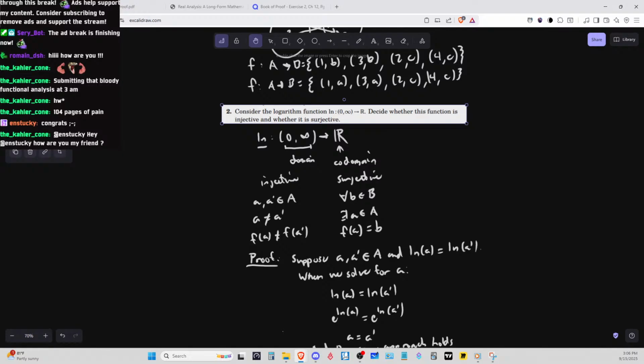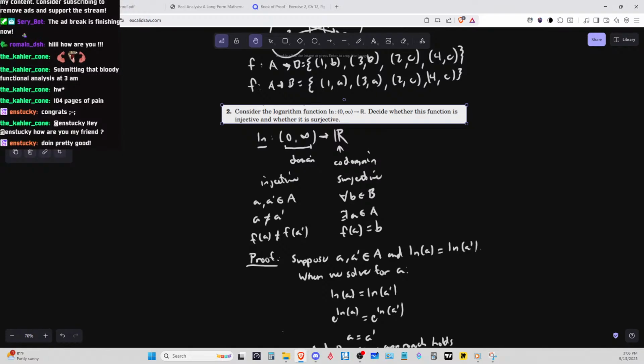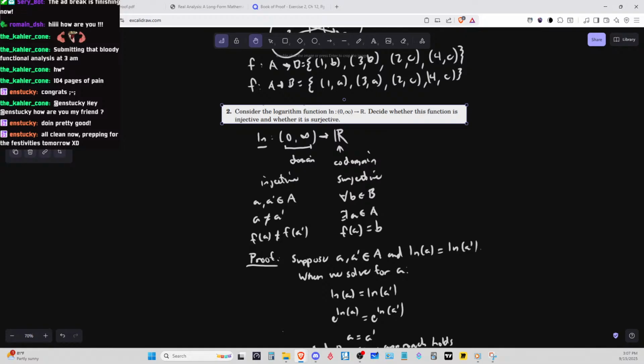Let's see, stylistic minor fixes. Keep notation consistent. Use A and A prime or A and B. Do not reuse B both as a codomain element and as a variable. So state the conclusion at the end. Therefore, oh, natural log is bijective.